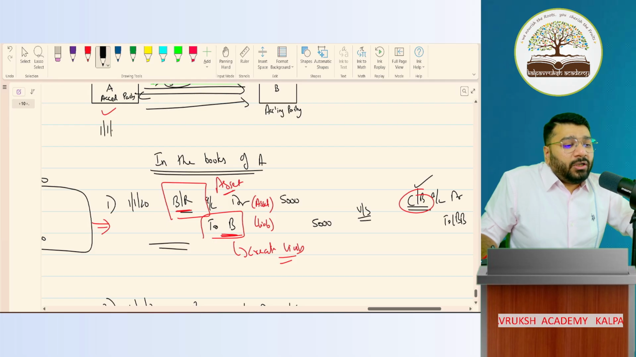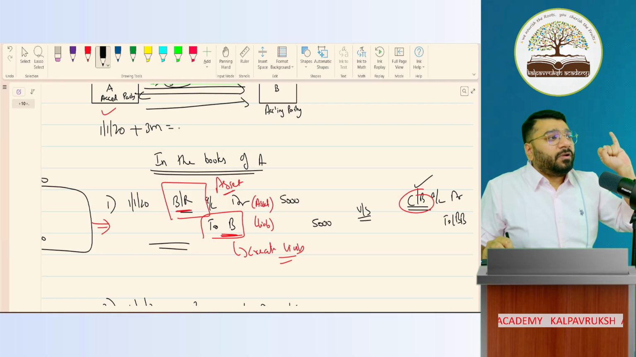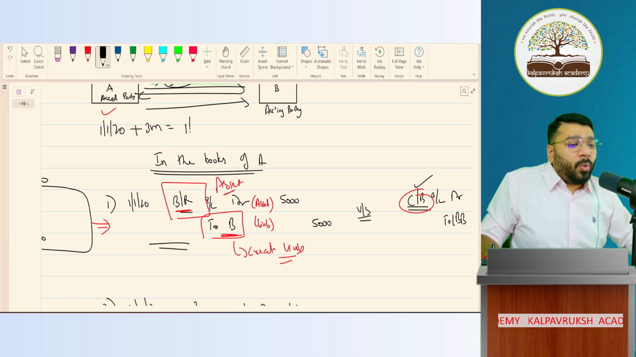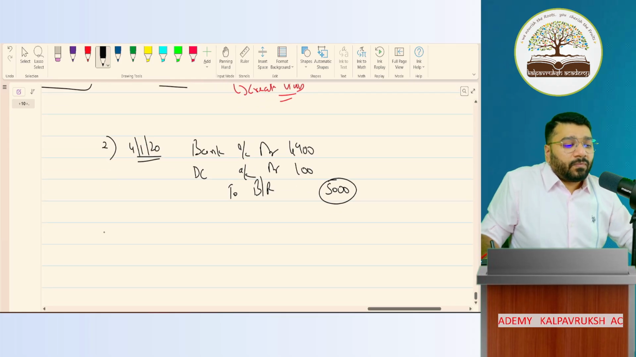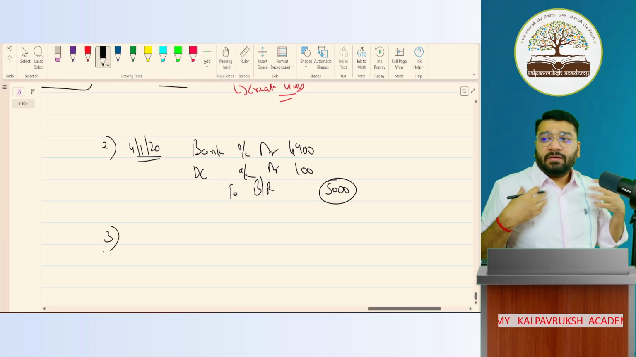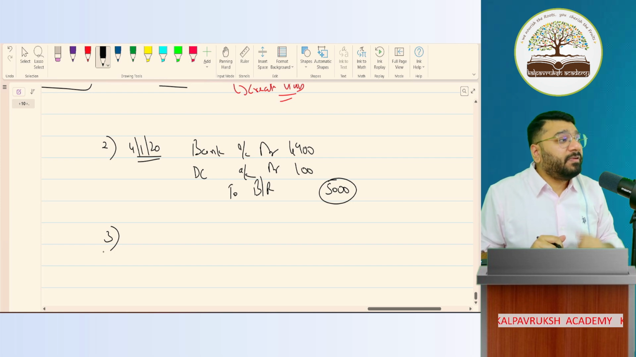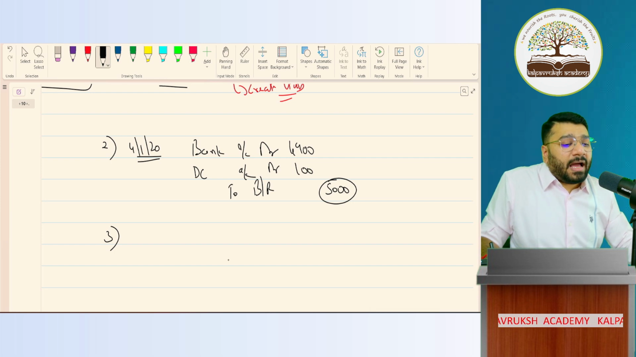With 1/1/2020, if I add 3 months, what is it? February, March, April. So 1 April 2020 is the due date. With that, if I add 3 grace days, how much is it? 4/4/2020. So on the due date 1/4/2020, what is happening, people? We are giving money to B. From our hand, money is going out. How much money is going out?